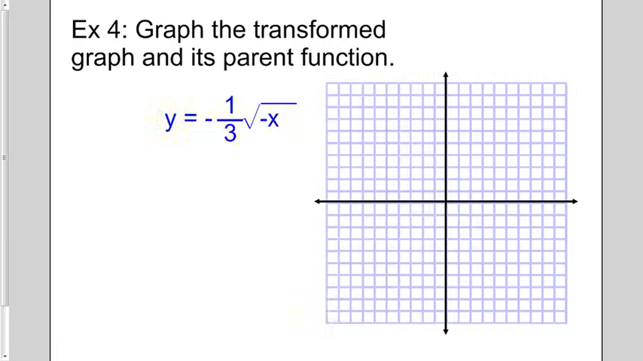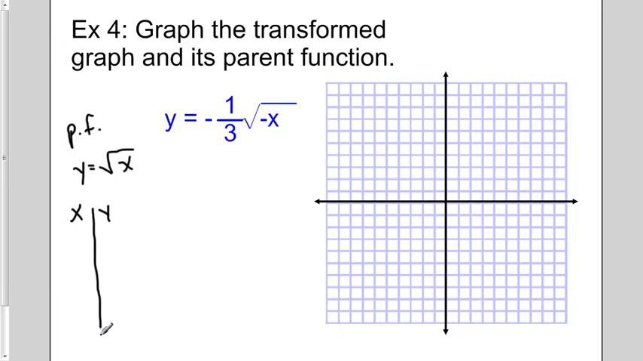Okay, last example. We have y equals -1/3 square root of -x. So we have 3 different transformations going on here. Let's identify the parent function. So the parent function is y equals the square root of x, is what I meant to say. And so we'll make a little table.